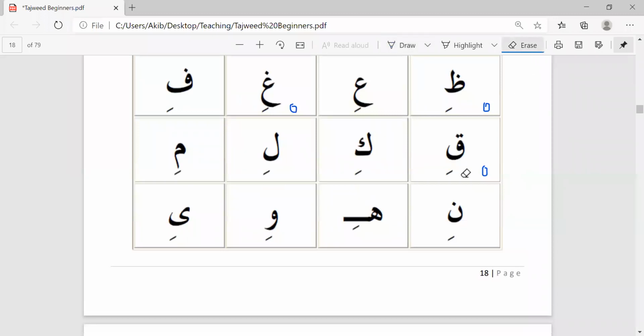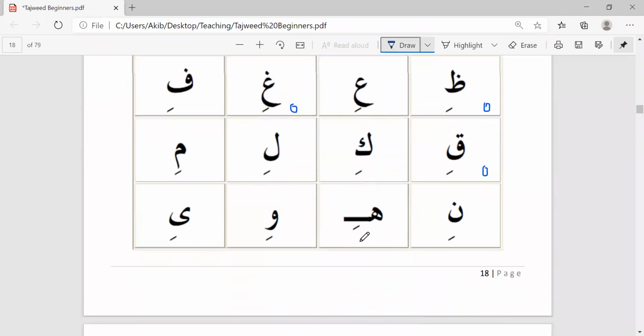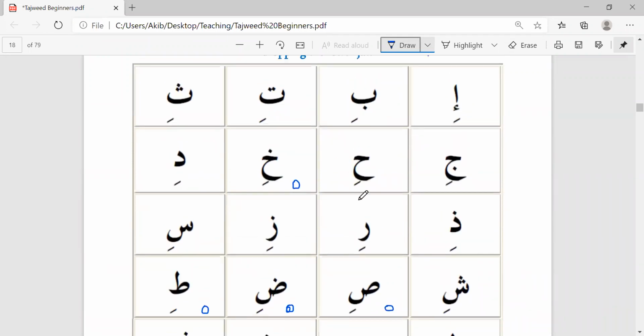Ha is going to be he. Now again, this ha is from the bottom of the throat. It should not sound like this ha over here. It should not sound like he. Make sure that they sound completely different. They need to be very, very different from each other. This ha at the top, this big one, is from the middle of the throat.